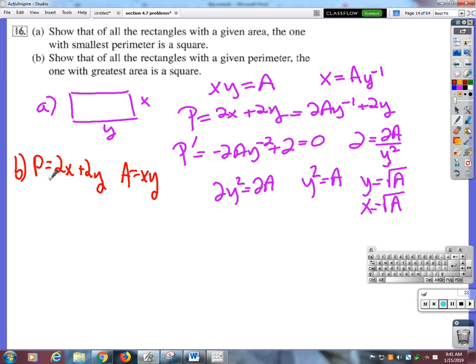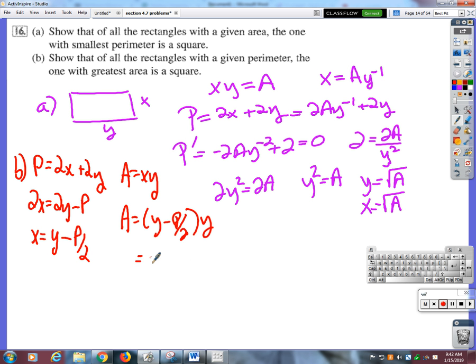So now I have to take this one and solve it for either x or for y. Which one do you want to do that for? X. So 2x equals 2y minus p. So x equals y minus p over 2. Is that right? It's kind of gross. So that means that the area is equal to x. Wait, we solved for x. Yeah, thanks. Y minus p over 2 times y. So that's y squared minus p over 2y.